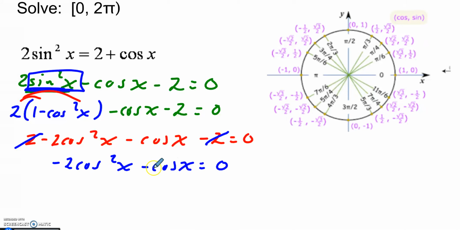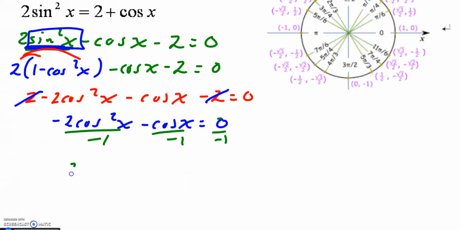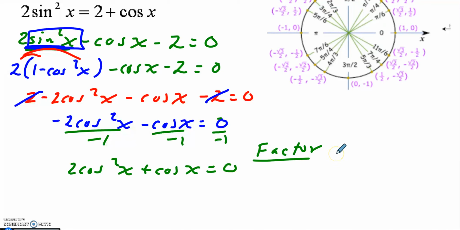Both of these terms are negative, so if I divide every term by negative 1, I would get rid of the negative signs. So let me do that. I get 2 cosine squared x plus cosine x equals 0. And then the question is, what do I do now? Well, it's equal to 0, so when something's equal to 0, my gut tells me to factor.